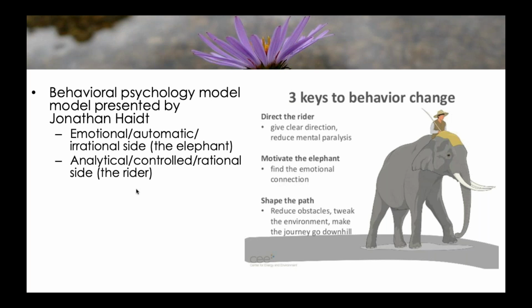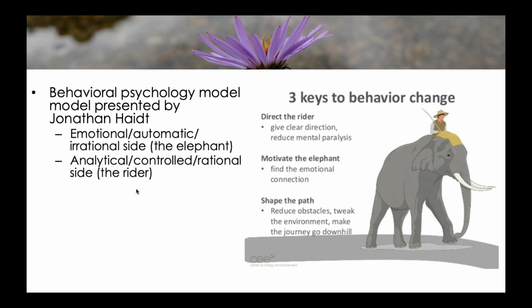So when we're giving information to people, we need to direct the rider. We want to give the rider clear direction and reduce mental paralysis. So saying things like, don't just say eat right, say eat less sugar or eat more vegetables. We also need to motivate the elephant. And this is the part that a lot of times we're lacking. We need to find the emotional connection with our audience. We can do that through storytelling, lots of different ways. We can also do that through social media by humanizing ourselves, by making connections.